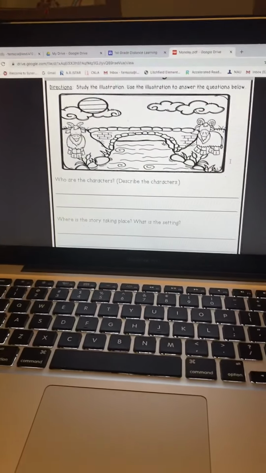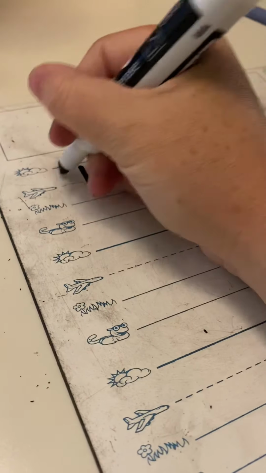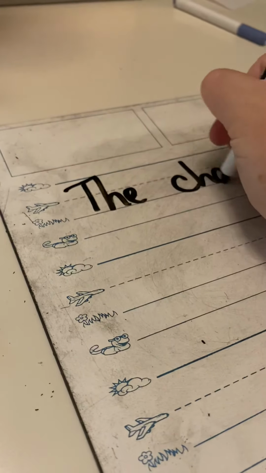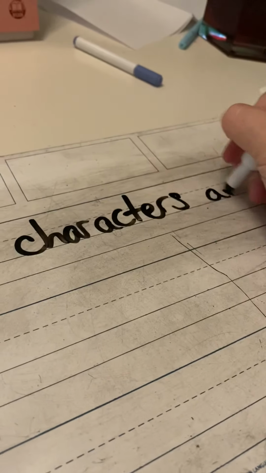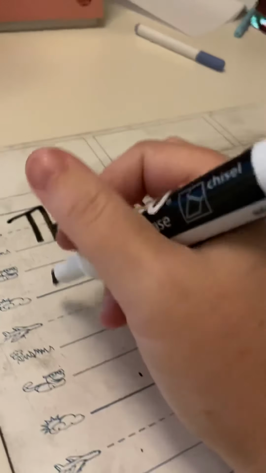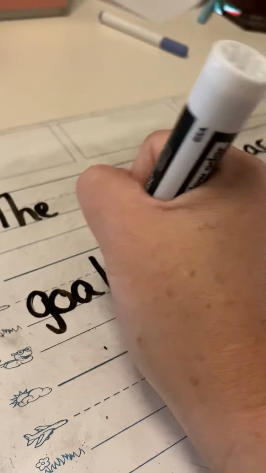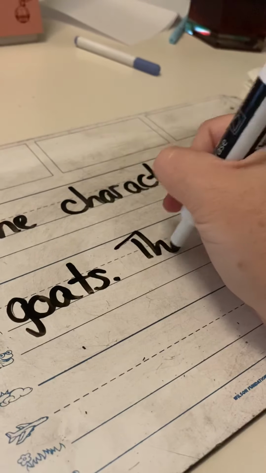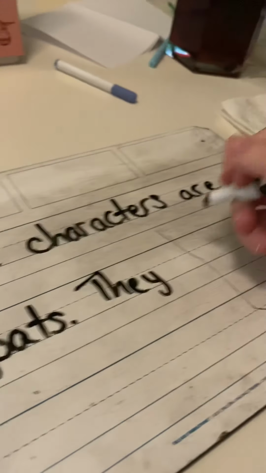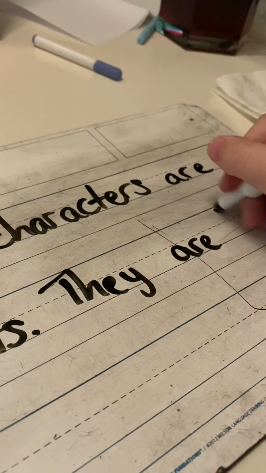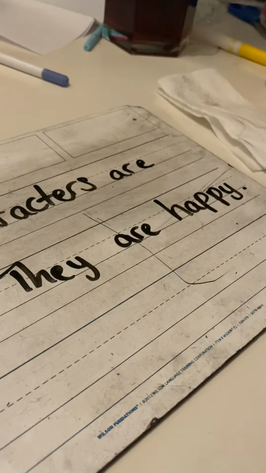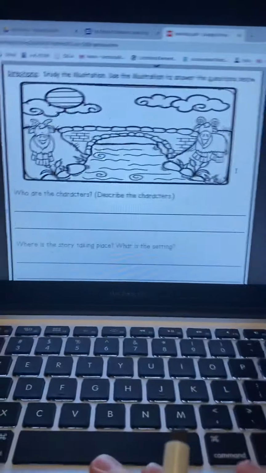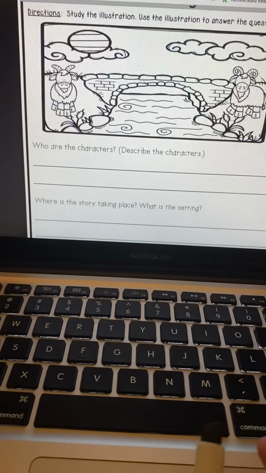So I'm gonna describe who are the characters, and on my whiteboard, I'm gonna write, the characters are goats. Oops, that's not a very nice "they." They are happy. There we go.